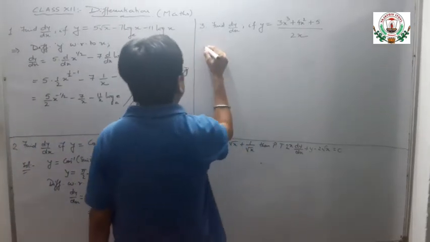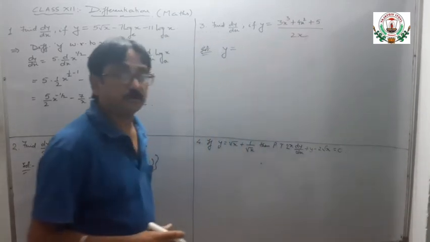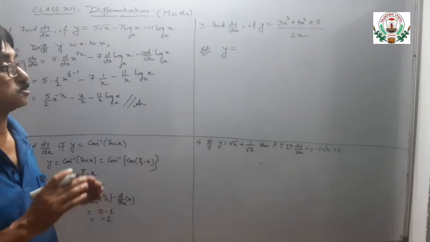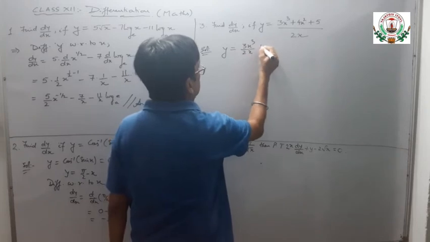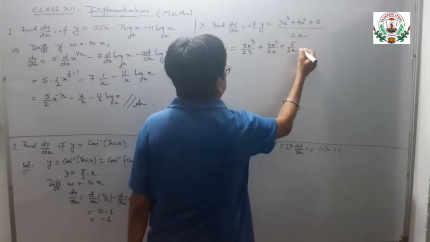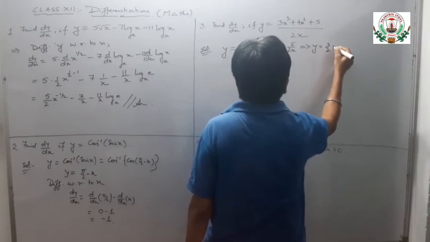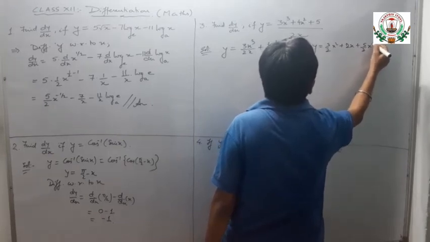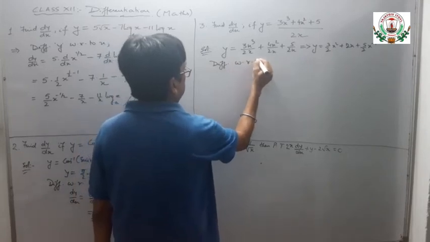Now we come to the next question. Here the function in the numerator is a trinomial and the denominator is a monomial. Whenever the denominator is a monomial, we can split the function: 3x cube by 2x, 4x square by 2x, plus 5 upon 2x, which can be written as y equals 3 by 2 x square plus 2x plus 5 by 2 x to the power minus 1. Now we can differentiate each term with respect to x.